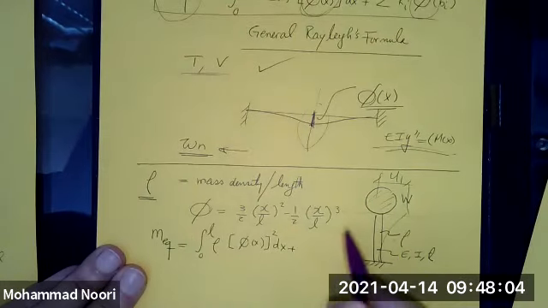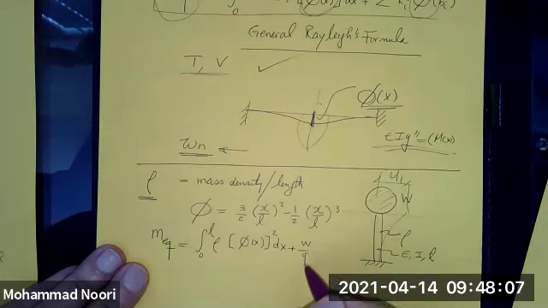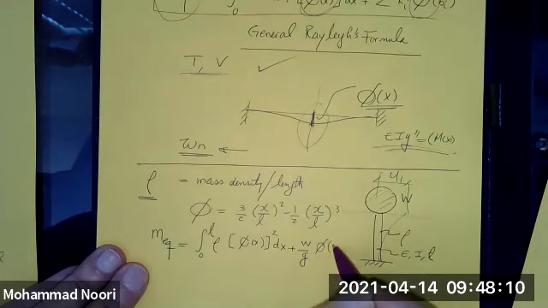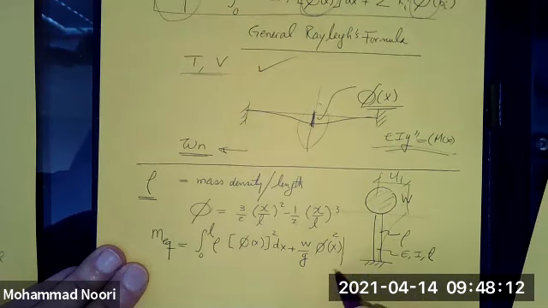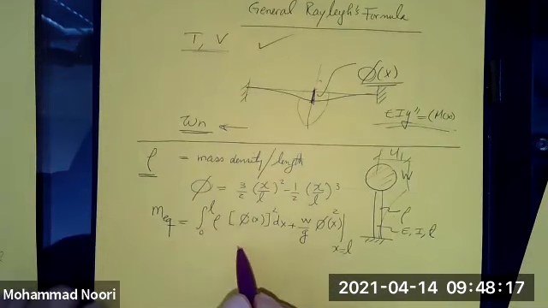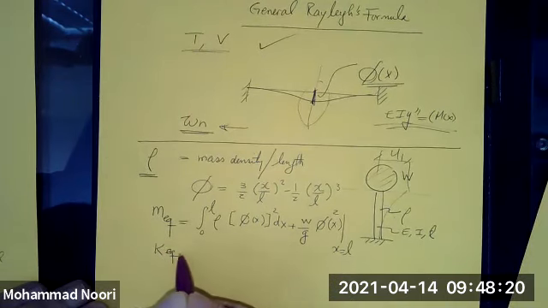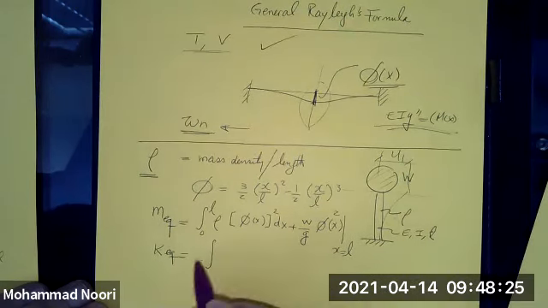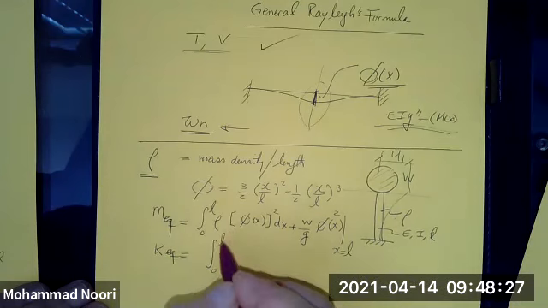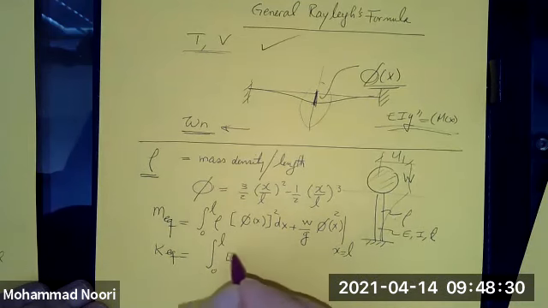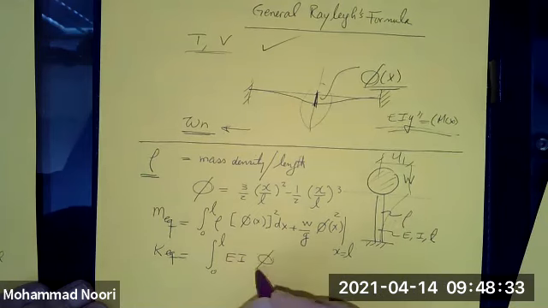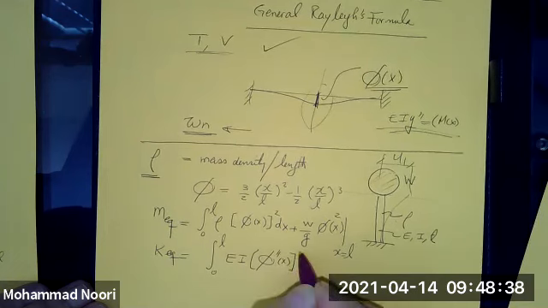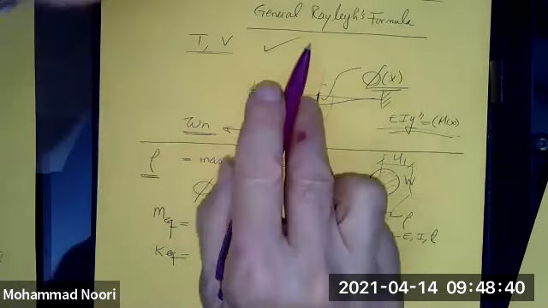So that would be W over G times phi of x squared at x equal to L, okay? So for the stiffness term, you don't have any lumped springs here, so it would be only the potential energy due to the bending of this beam, which is EI times the second derivative of phi with respect to x squared dx, which is this.